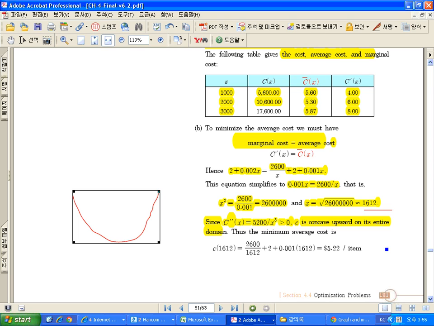So the cost at 1,612, which is about $5.22 per item, will be the minimum average cost. So if we keep those in mind to make any profit, then we should have these guidelines first to get the orders approved.